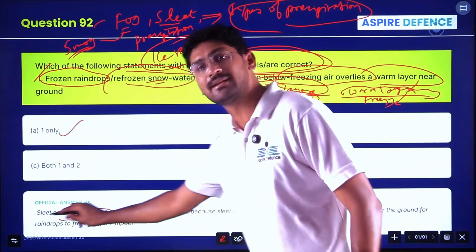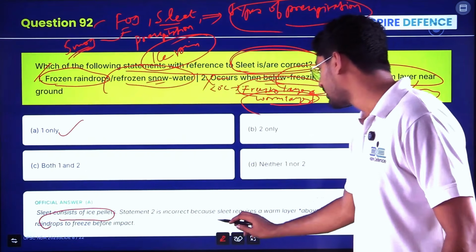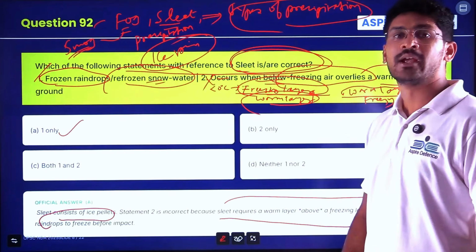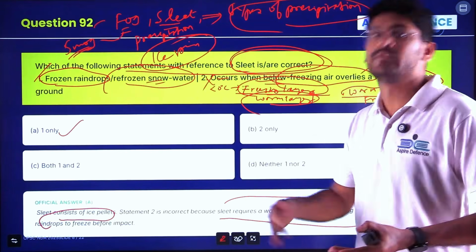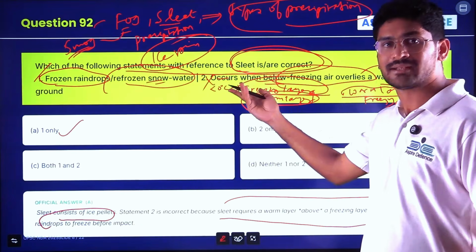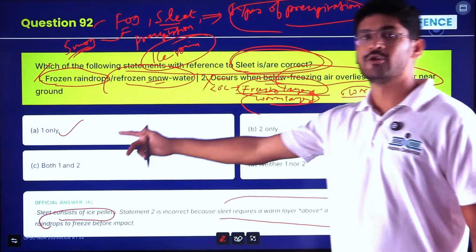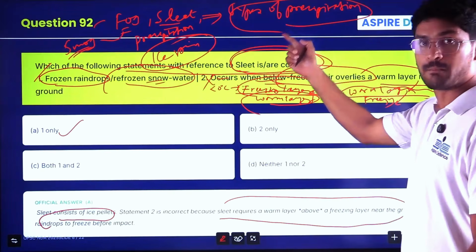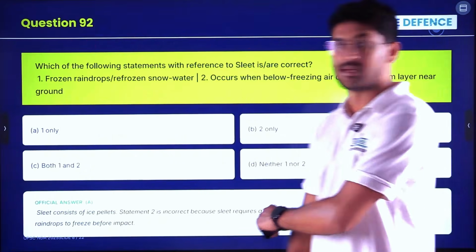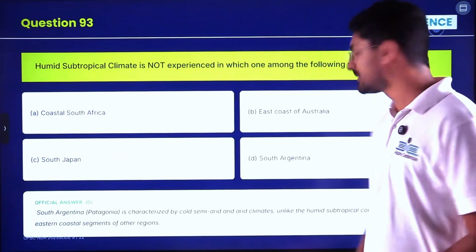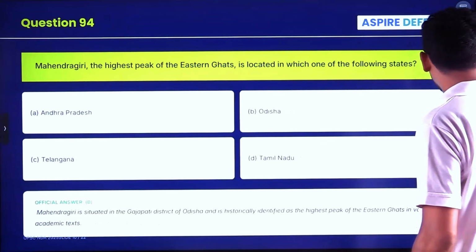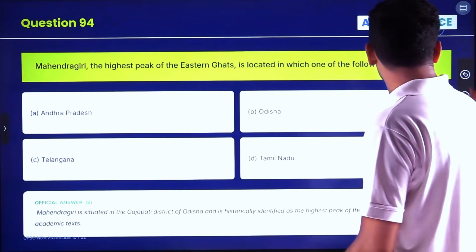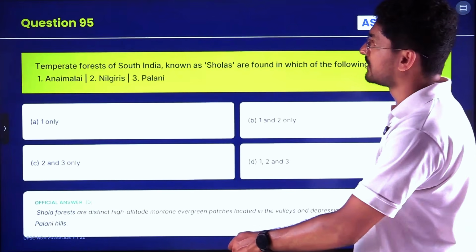Sleet consists of ice pellets. Statement 2 is incorrect because sleet requires a warm layer above a freezing layer near the ground. Okay, you need a freezing layer below, then a warm layer above. Here the statement is reversed. So the answer will be option 1. Understanding the various types of precipitation is an important theme in the NDA examination. Next, climates also are very important. World climates and Indian climates become very important with respect to the NDA examination.